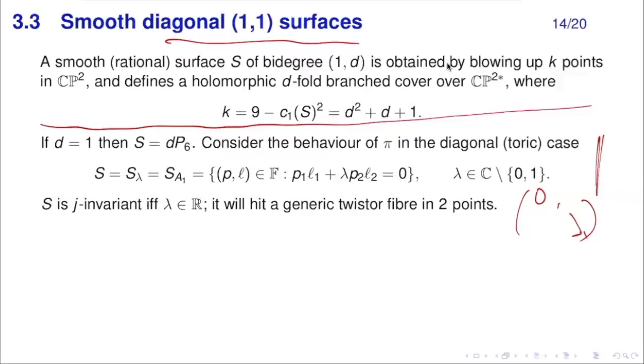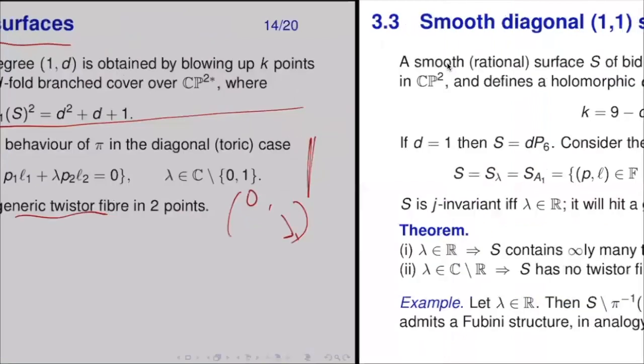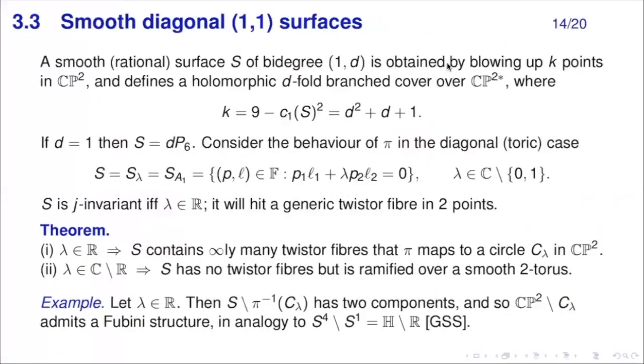Because of the homology, it will hit a generic twistor fiber in 2 points, but it may be that it contains some twistor fibers. Well, what happens? It doesn't actually in this case, but what I can say is the following. So this is quite good. I'm glad I got to this point anyway.